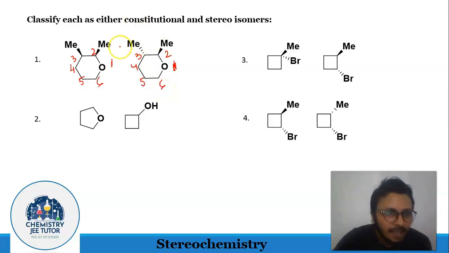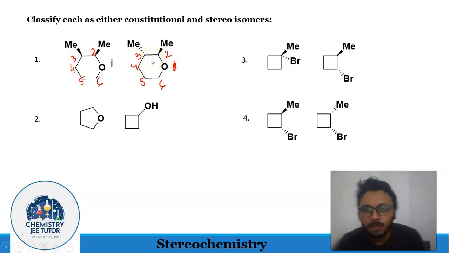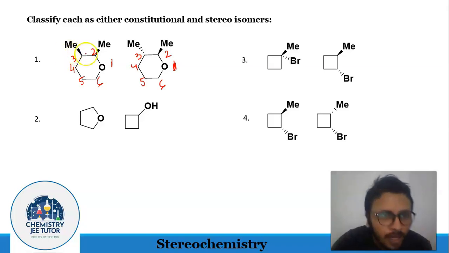We have a methyl at the 2 position and a methyl at the 3 position. Here also we have a methyl at the 2 position and a methyl at the 3 position. The molecule is the same. So what is the difference? The arrangement of atoms is the same. So these are not structural isomers. You don't have to think of anything else. You see the orientation of atoms.